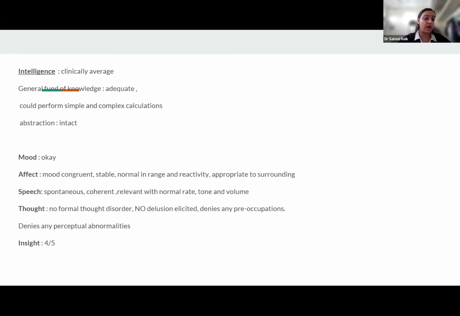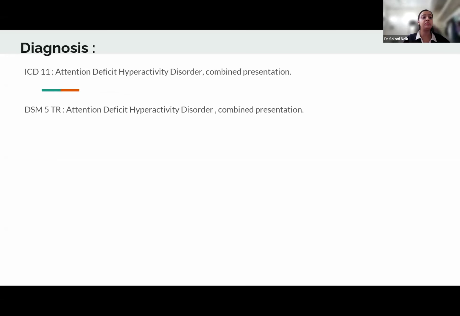Mood he conveyed as okay. Affect was mood congruent, stable, normal in range and reactivity, and appropriate to the surrounding. Speech was spontaneous, coherent, relevant, with normal rate, tone, and volume. In thought, no formal thought disorder was elicited, no delusion elicited. He denied any preoccupations. He denied any perceptual abnormalities, and the insight was 4/5, since he said that he knows that he is easily distracted by surrounding activities, and he thinks that the medications might help him. So according to me, the impression was attention deficit hyperactivity disorder, combined presentation, with ICD-11 and DSM-5 TR diagnosis being the same.